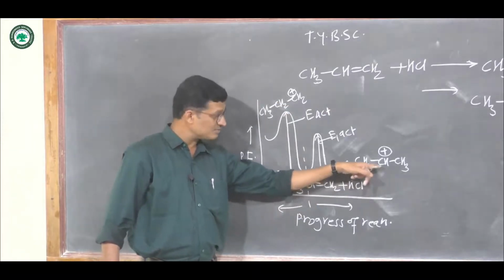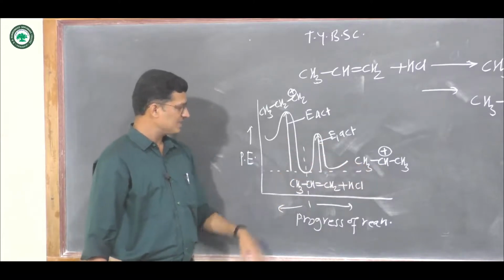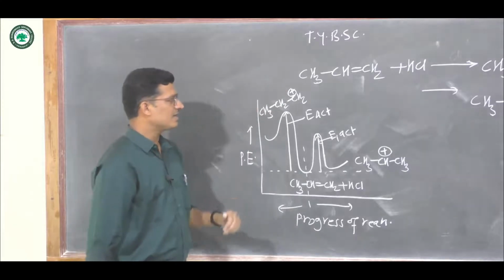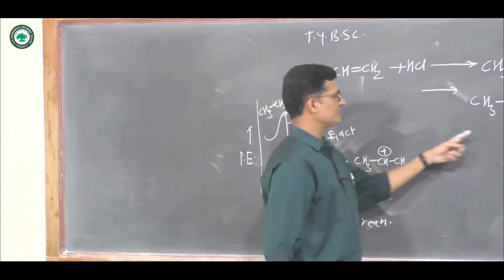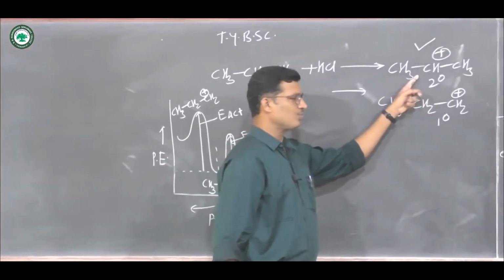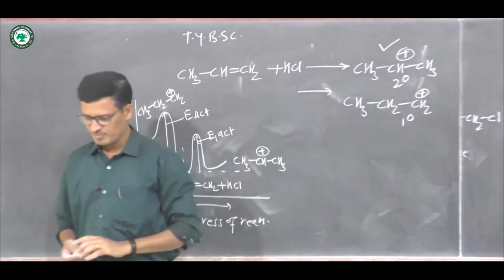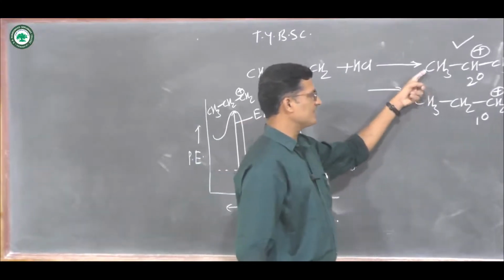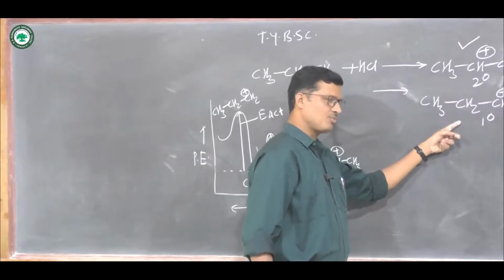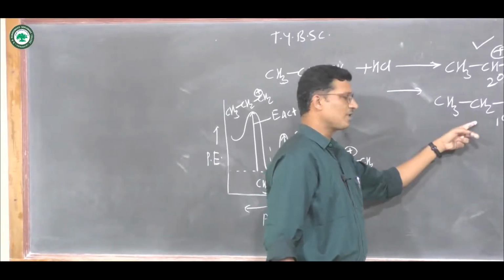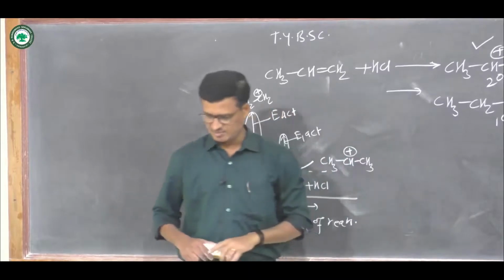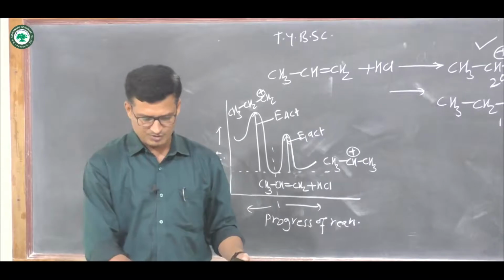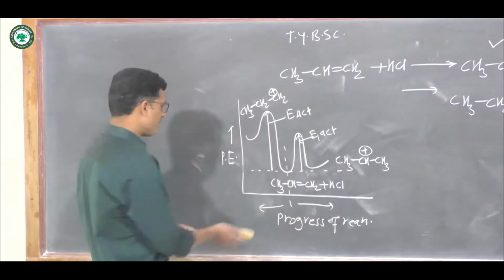So the secondary carbocation is more stable, it requires less energy to form, and when the primary carbocation is formed, it requires more energy, and ultimately, according to the Markovnikov addition, 2-chloropropane is the major product. Because when we form 2-chloropropane, we get a secondary carbocation, which is more stable, and when we get 1-chloropropane, we get a primary carbocation, which is less stable. So this is a justification for the Markovnikov addition.